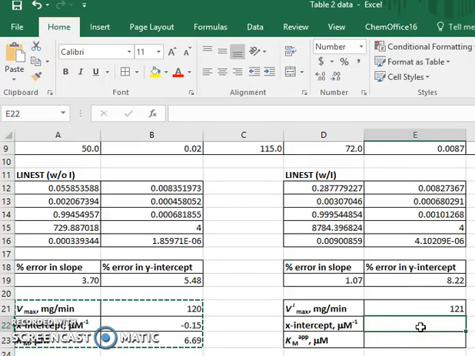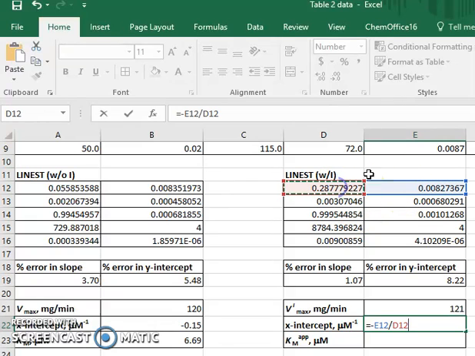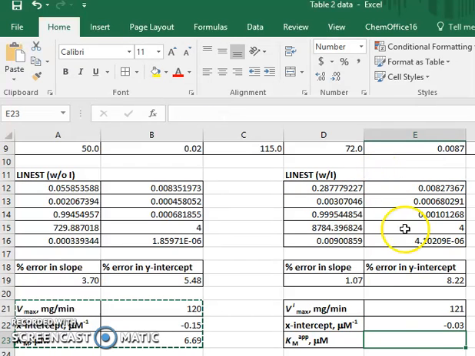Again, the x-intercept is calculated by taking minus the y-intercept divided by the slope. And the Km then is simply the negative of the reciprocal of the x-intercept. And again, I will set the number of significant figures to 3.